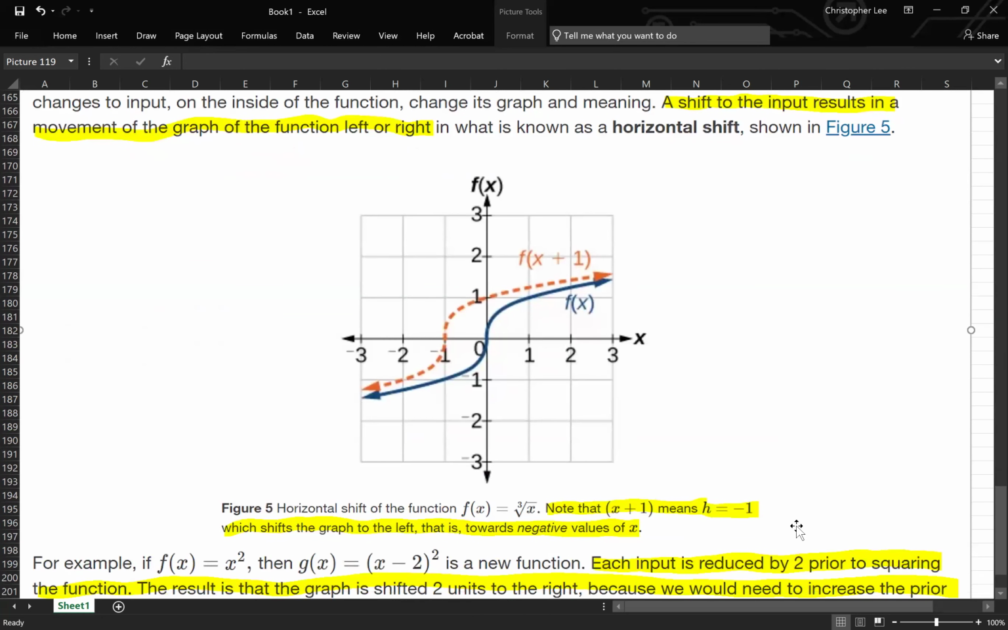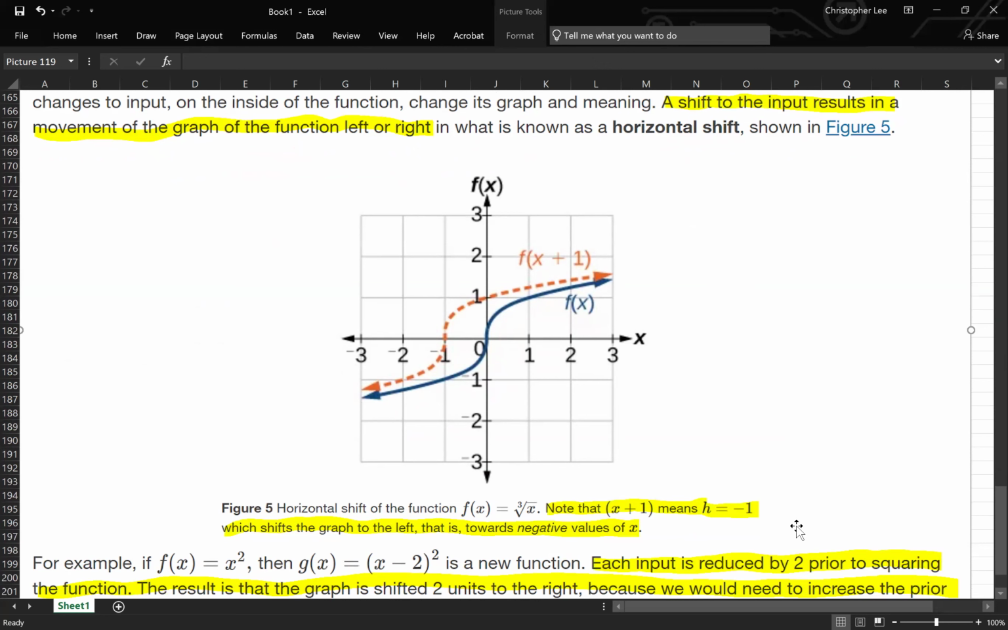So just to go over it, the figure 5, horizontal shift of f of x is equal to the cube root of x. Note that x plus 1 means that the h is equal to -1, which shifts the graph to the left. That is towards the negative values of x.